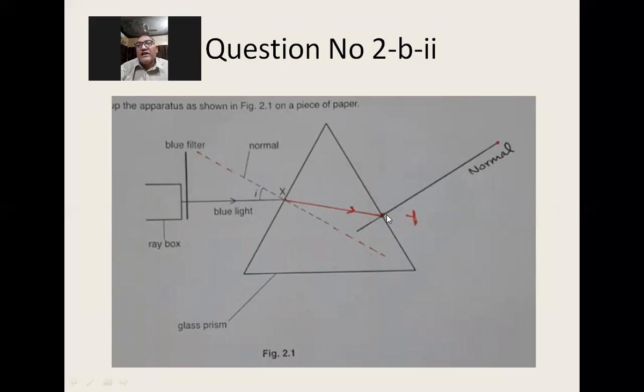So on that emergent ray, because the emergent ray will be visible to you, you can put a pin here and then a pin here, at least 5 centimeters apart. And you can mark their position with the help of the pencil. So where you have put the pins on the paper, put small circles around them, and then remove the pins and then join the line, joining both the marks until you reach the point Y.